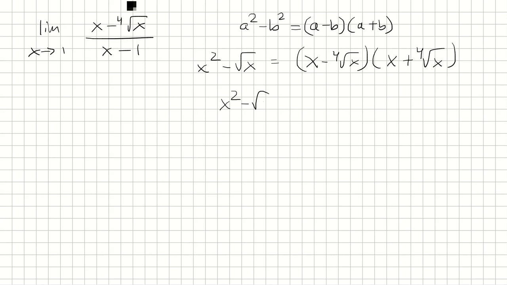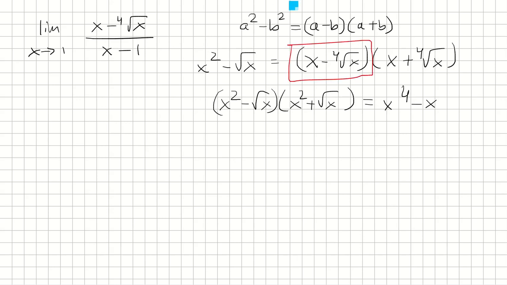So we have x squared minus square root of x times x squared plus square root of x. This will just be x to the fourth minus x. And now we no longer have the fourth root of x here. So this is our thought process. This is what we started with right here, and then we multiplied it by x plus fourth root x, and then x squared plus root x. So that's what we need to multiply the top and the bottom by.